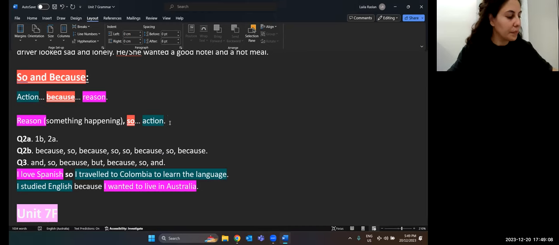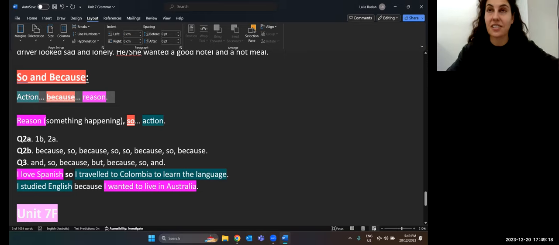So, for example, let's look at the first one. The action is, I felt sorry for the bus driver. That's an action because I'm doing something. I'm feeling something. I felt sorry for the bus driver. Now, I want to say the reason. So I say because, and then I say the reason. So I must use this word because to begin to talk about why. So the reason is saying why. Why did I feel sorry for him? Because he looked sad.